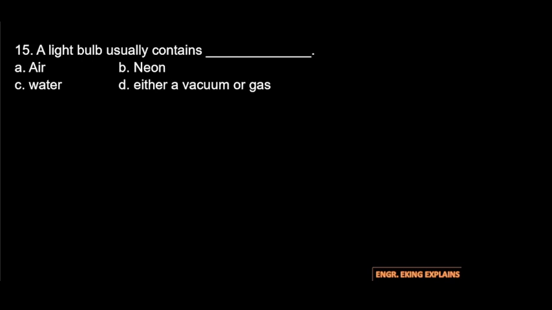A light bulb usually contains blank: air, neon, water, or either a vacuum or gas. Okay, so the correct answer for this one is letter D, either vacuum or gas.